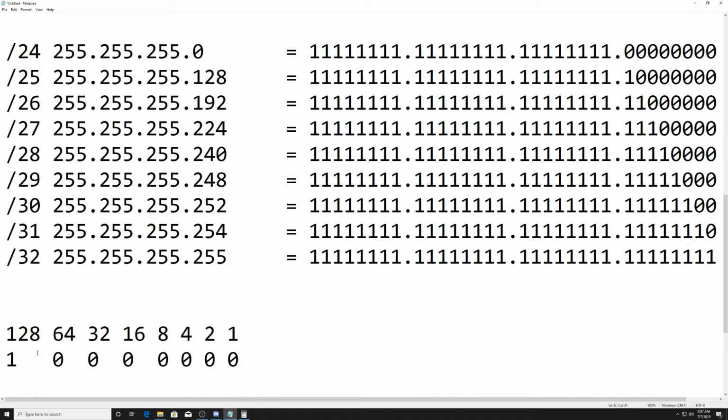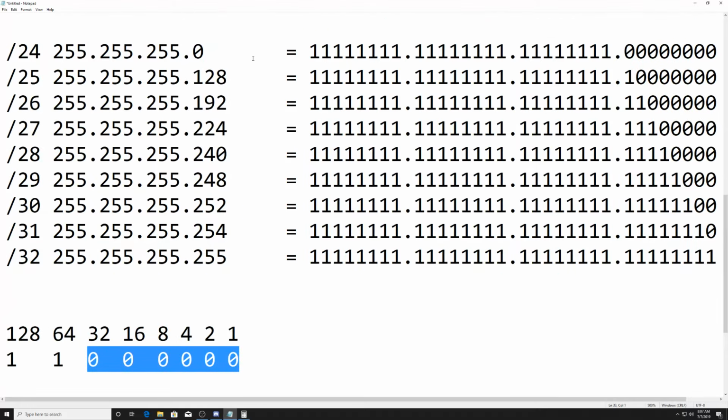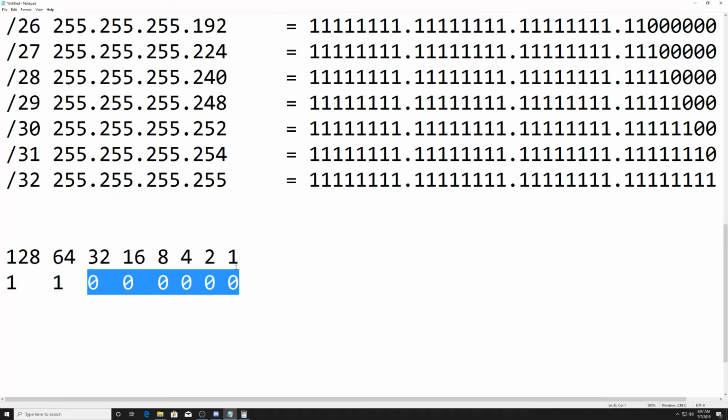Well, you do 128 plus 0 plus 0 plus 0 plus 0 plus 0 plus 0 plus 0. Your answer is 128. If you do it this way, you do 128 plus 64, and that gives you 192. Then the rest is all 0, so there's no purpose in adding those up, and then it just keeps going down the list.